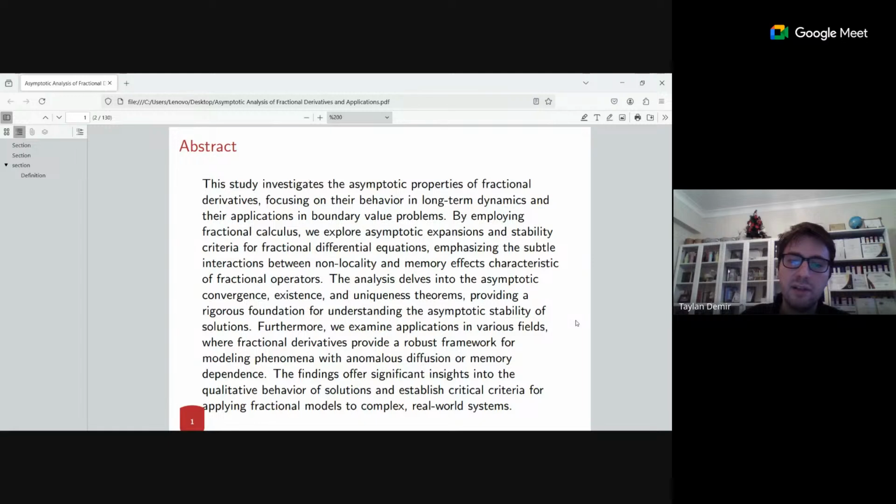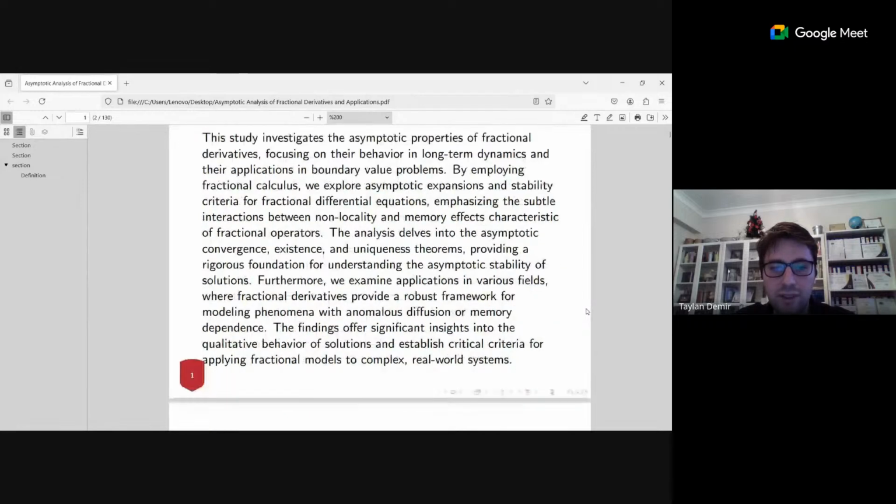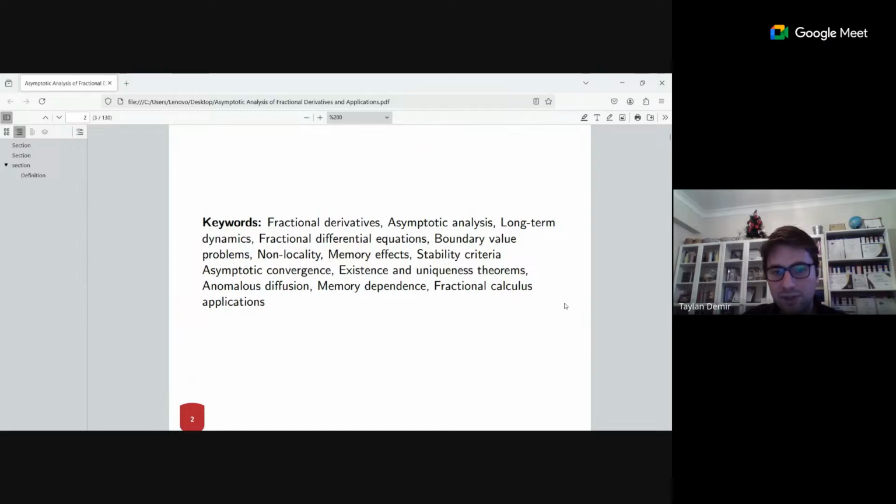Our analysis delves into asymptotic convergence, existence, and uniqueness theorems, providing a rigorous foundation for understanding the asymptotic stability of solutions. Furthermore, we examine applications in various fields where fractional derivatives provide a robust framework for modeling phenomena with anomalous diffusion or memory dependence. The findings offer significant insights into the qualitative behavior of solutions and establish critical criteria for applying fractional models to complex real-world systems.